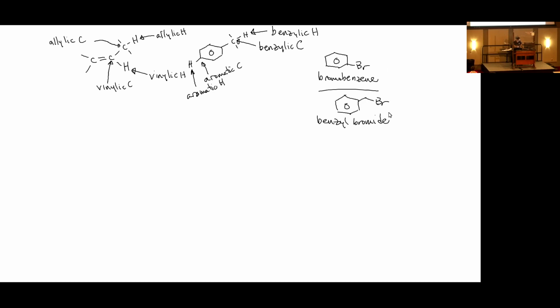But the reason that I'm bringing up both of these types of systems at the same time is because they have essentially the same reactivity. I think I'm going to have to say more about this starting the next time, but we can easily replace either allylic hydrogens or benzylic hydrogens with bromines. There's a reagent that will do that for us. And that reagent is known as N-bromosuccinimide, with the capital N meaning that the bromine involved is attached to the nitrogen.